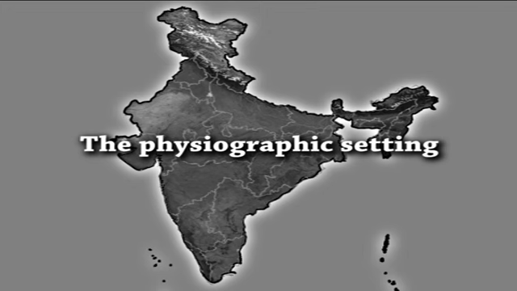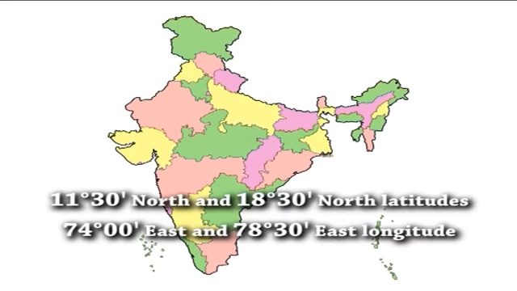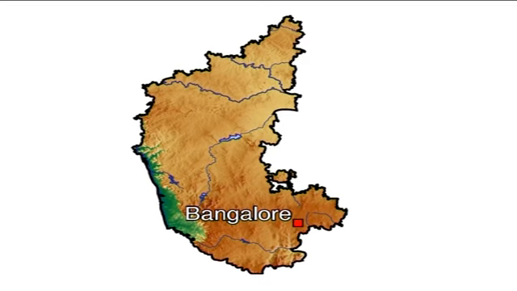The physiographic setting. The Indian state of Karnataka is located within 11 degree 30 minute north and 18 degree 30 minute north latitudes and 74 degree 0 minute east and 78 degree 30 minute east longitude. Physiographically, Karnataka state forms part of the two well-defined macro regions of Indian Union, the Deccan Plateau and the coastal plains and islands. The state has four physiographic regions.